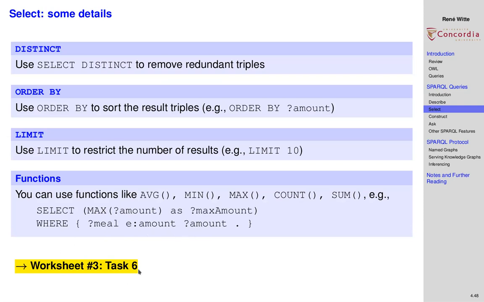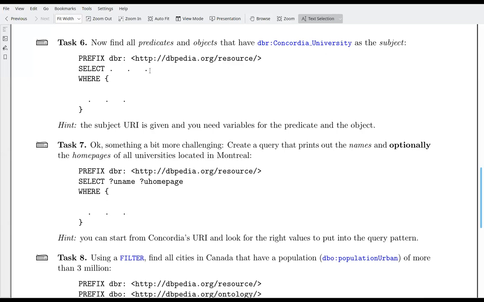So it's time to try this out yourself on the worksheet, task number 6. You already have the outline given here, but now you have to write the query yourself. And your job is to find all the predicates and objects with Concordia University as the subject. So the DBpedia resource is already defined as a prefix, but you have to find predicate and object. So you need variables here, and then you need a matching triple pattern down here.